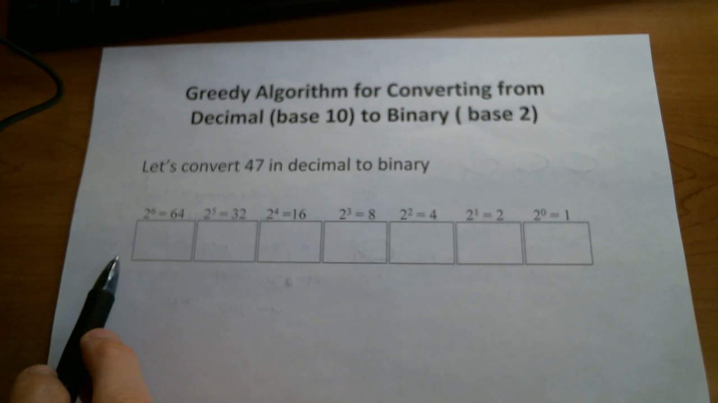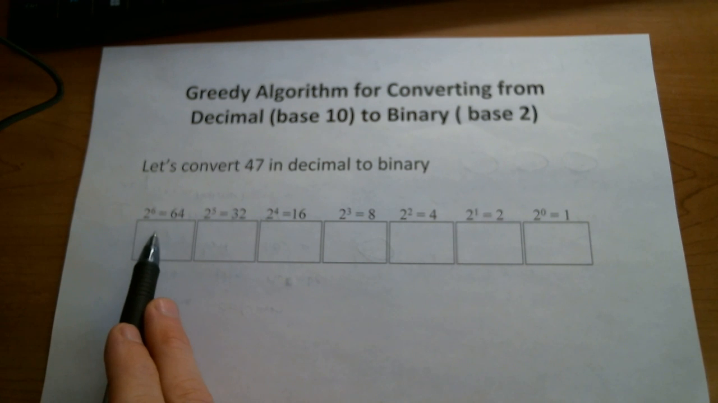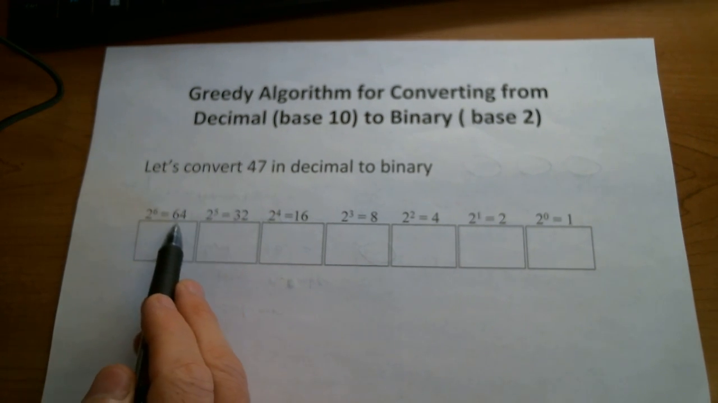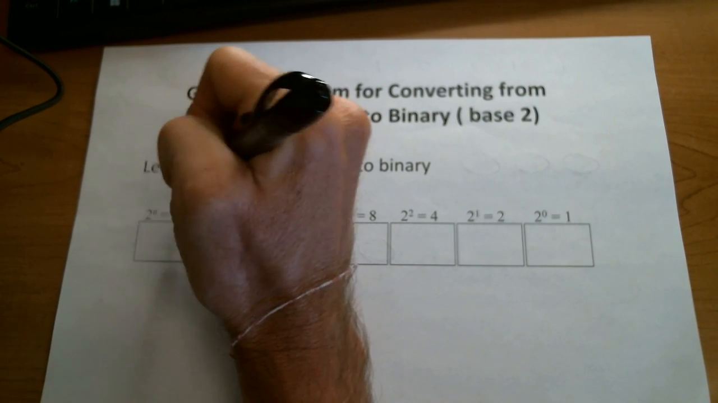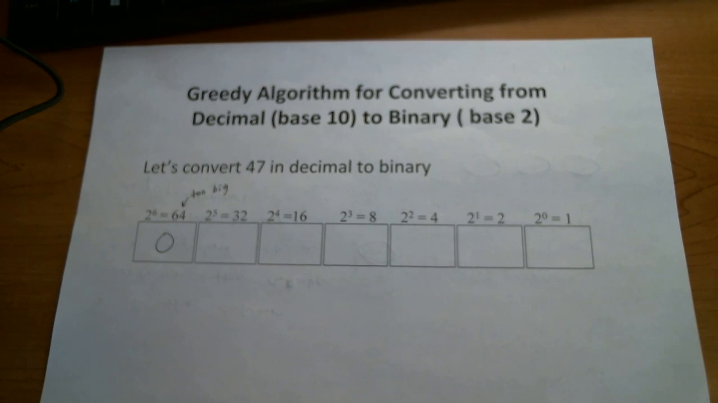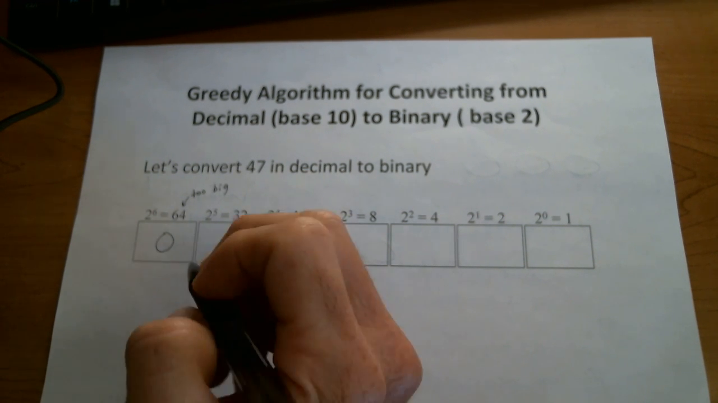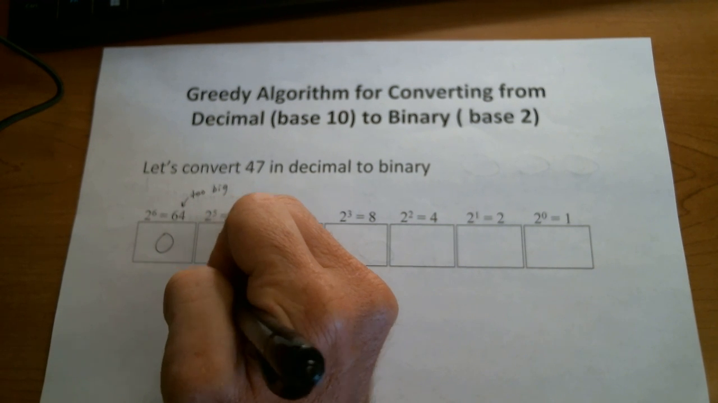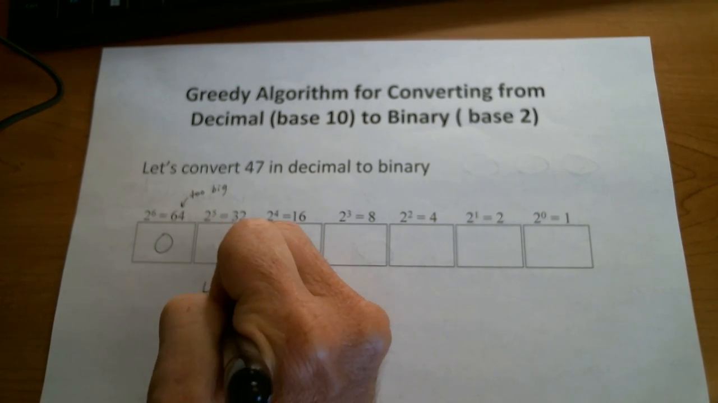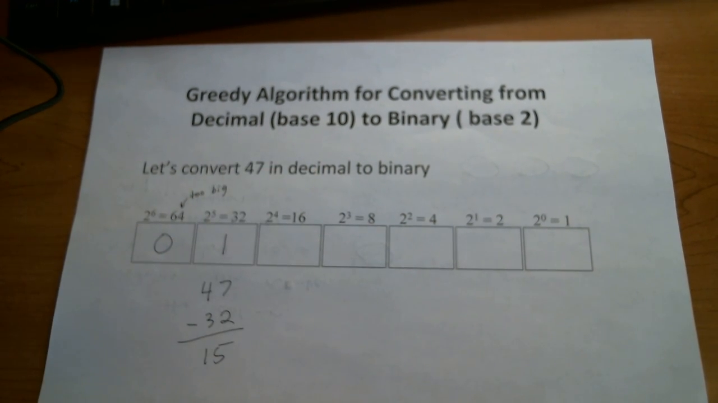All right. So when we're doing the greedy algorithm, we basically start with a number that's bigger than our desired number. So 64 is bigger than 47. It's too big, which means we can't have a 1 in that spot because it represents too large of a number. Then we start working backwards and we say, all right, is 32 too big? No, 32 is smaller than 47, so that's fine. So we say to ourselves, all right, 47 minus 32 is 15. And we put a 1 there because the 1 says basically we took away 32. We were greedy, we took away as much as we could.